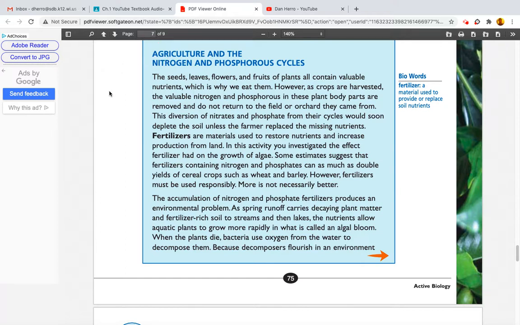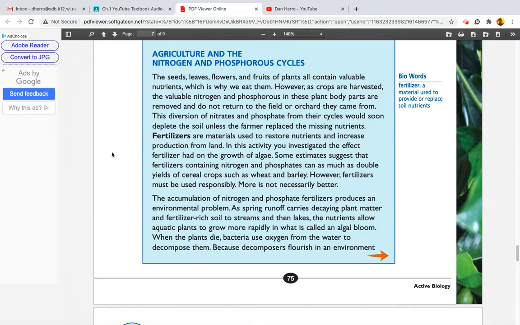Agriculture and the nitrogen and phosphorus cycles. The seeds, leaves, flowers, and fruits of plants all contain valuable nutrients, which is why we eat them. However, as crops are harvested, the valuable nitrogen and phosphorus in these plant body parts are removed and do not return to the field or orchard they came from. This diversion of nitrates and phosphate from their cycles would soon deplete the soil unless the farmer replaced the missing nutrients. Fertilizers are materials used to restore nutrients and increase production from land.